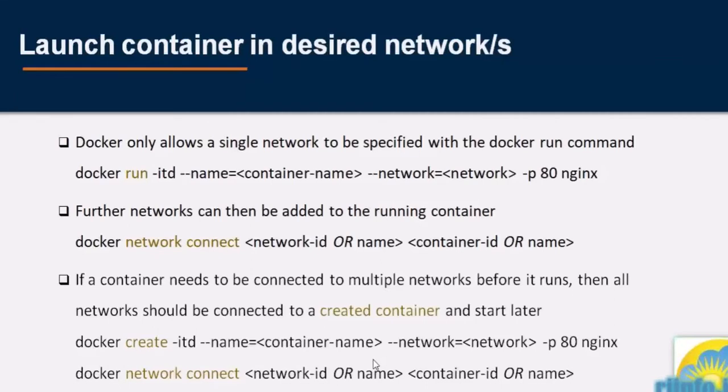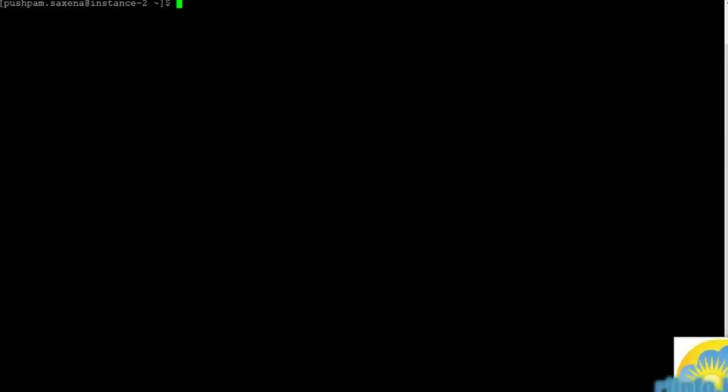We will try this. So let's say docker create -it. We are not running it in detached mode, so no d. Name tomcat2. Network will be custom1. Then -p. This time we will give the external and internal port numbers as 3000 and 8080, and the Tomcat image. The container here is just created, it is not run.